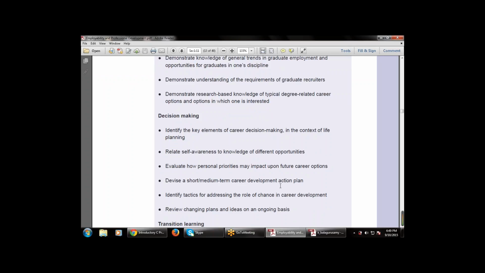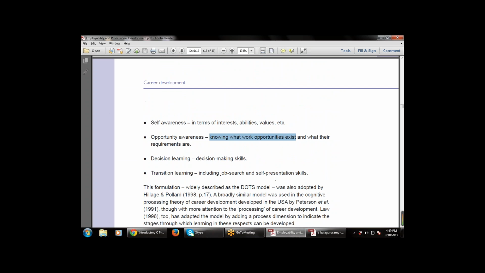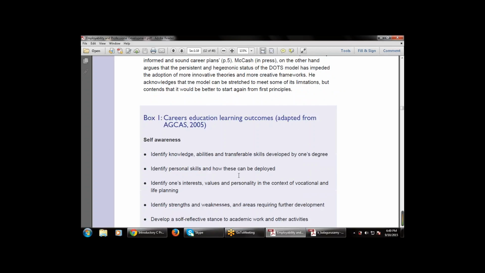So whenever we take a decision, we consider multiple alternatives for decision making in the context of life planning. These are the outcomes of this, that is, the decision making skill. So this is the skill that is required for decision learning.